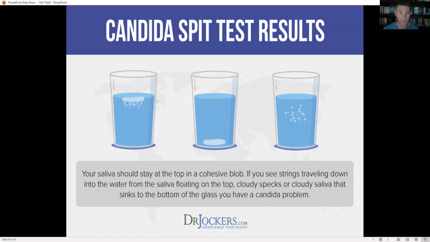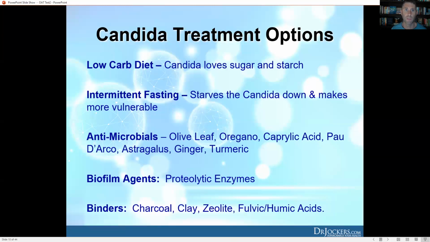Now, here's another thing that you can do at home. It's called the Candida spit test. Basically, you just wake up in the morning, you don't drink any water, you spit in a cup of water, and you kind of watch to see what happens. Your saliva really should stay at the top in a cohesive bulb. If you see strings traveling down into the water from the saliva, cloudy specks or cloudy saliva in there that sinks to the bottom of the glass, that can be a Candida problem. So that's another thing that you can look at.